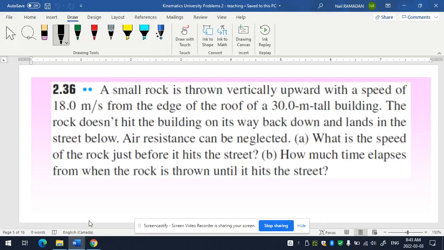First problem, 236. A small rock is thrown vertically upward with a speed. So if it's thrown with a speed, this speed must be what? Final or initial? It must be initial.